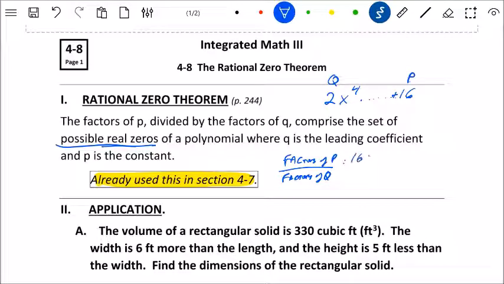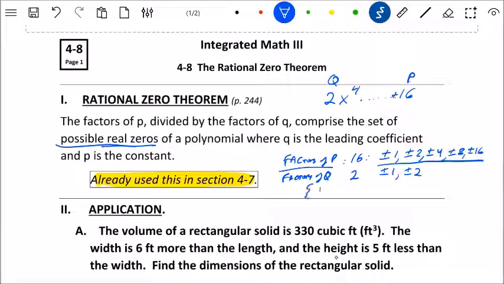So for 16, the factors are plus or minus 1, plus or minus 2, plus or minus 4, plus or minus 8, plus or minus 16. And then for Q, it's 2, which is plus or minus 1 and plus or minus 2. So you basically make all the possible numbers you could. So 1 over 1 and negatives. So you have plus or minus 1, and then plus or minus 1/2. And 2 over 1 and 2 over 2 is 1, so that's already taken care of with the 1s. And 4 over 1, 4 over 2, 8 over 1, 8 over 2, 16 over 2.